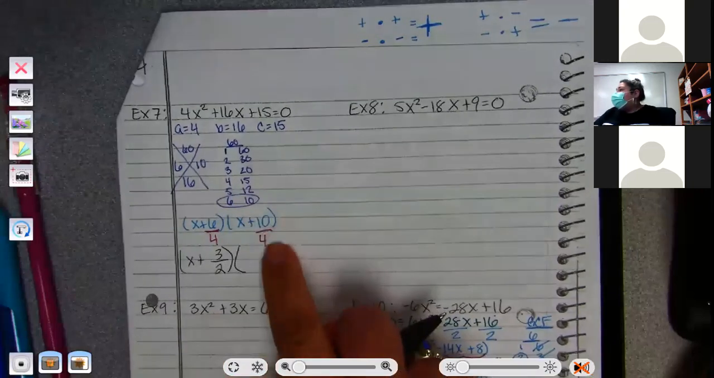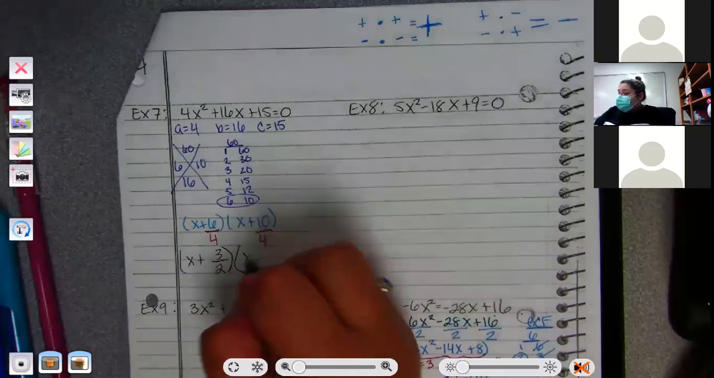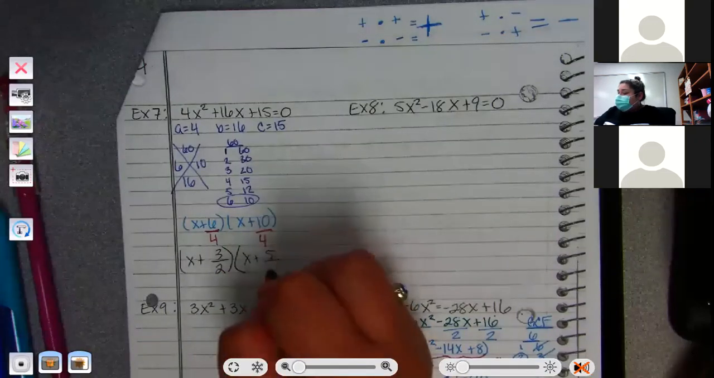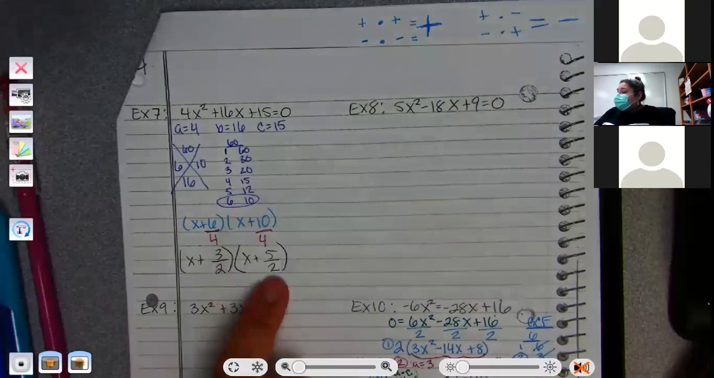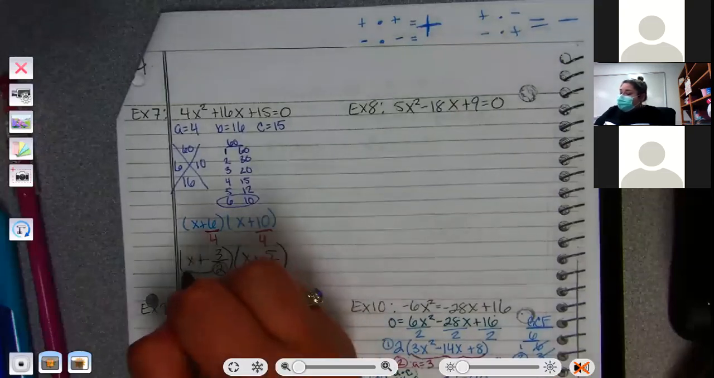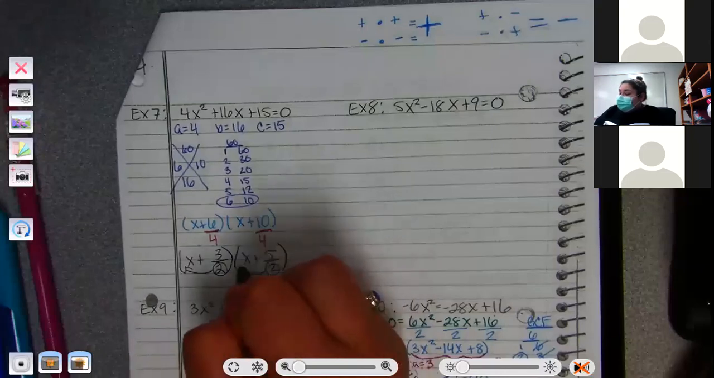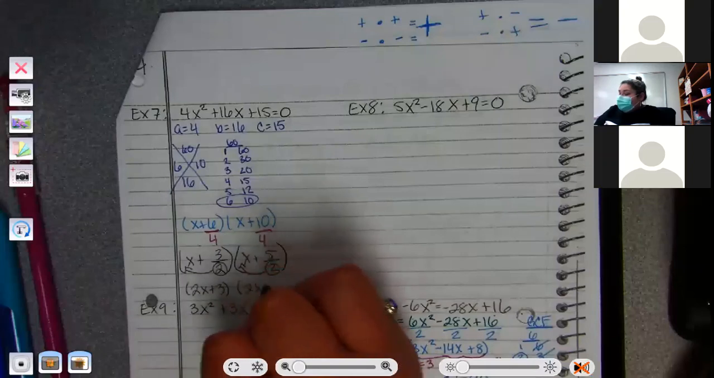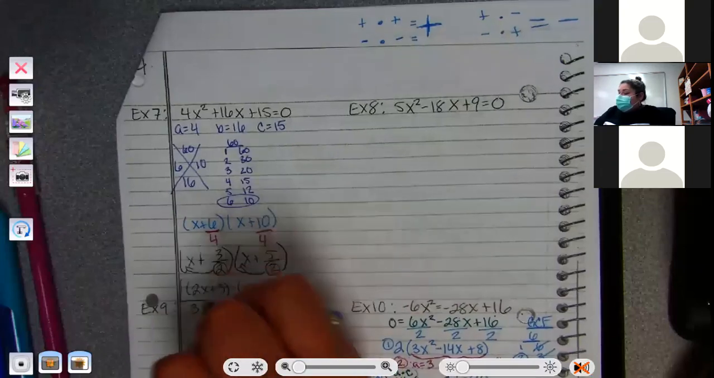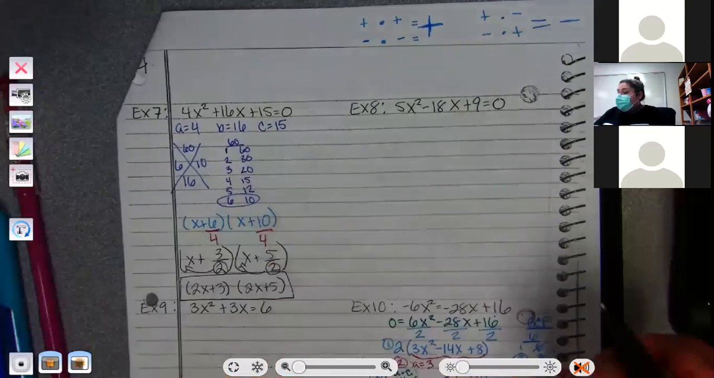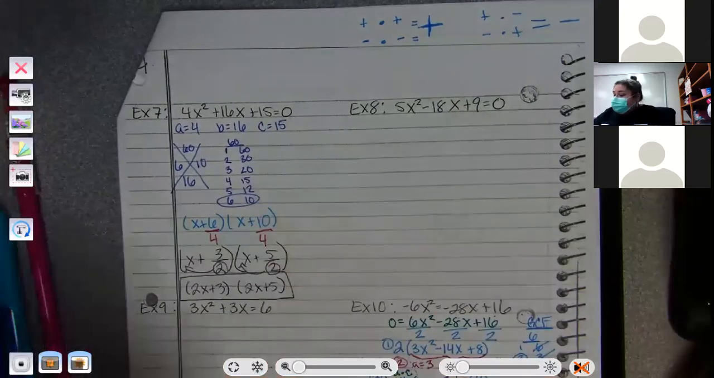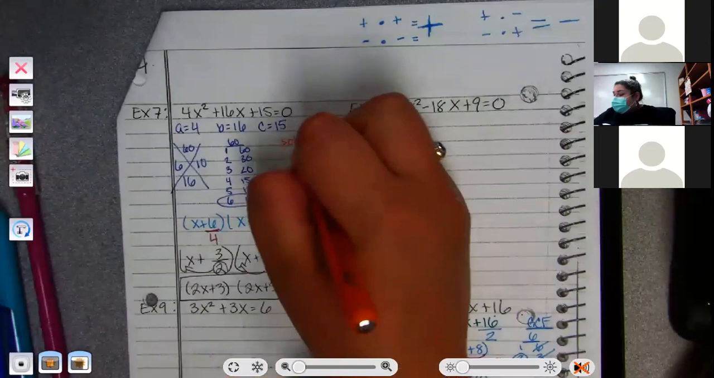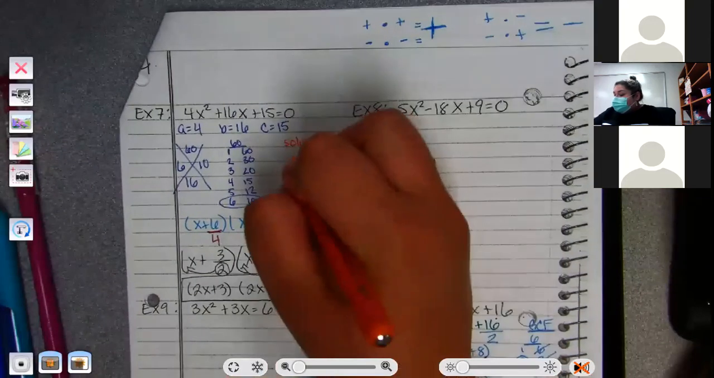Then 10 over 4, this is also reducible by 2. So 10 divided by 2 is 5, and 4 divided by 2 is 2. You're gonna notice that on both of these, I have a bottom, right? So you're gonna do bottoms up on both of them, and that is okay. So you're gonna have 2x plus 3 and 2x plus 5. These are both of your factors, right? Intercept form.